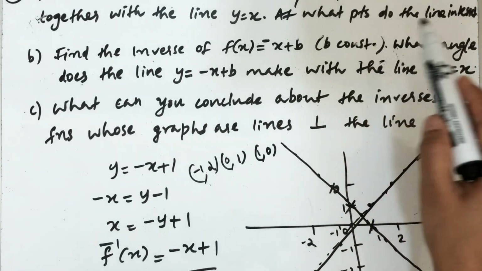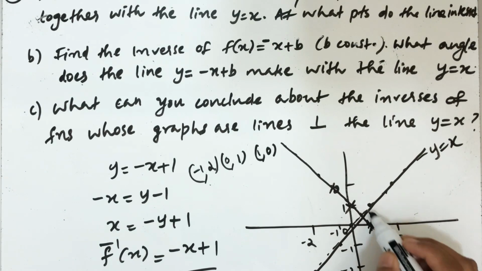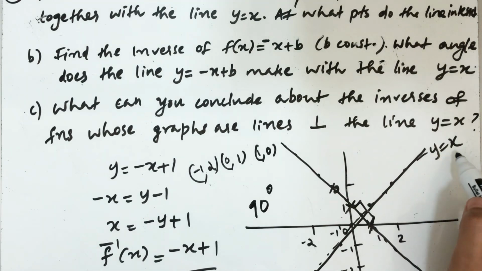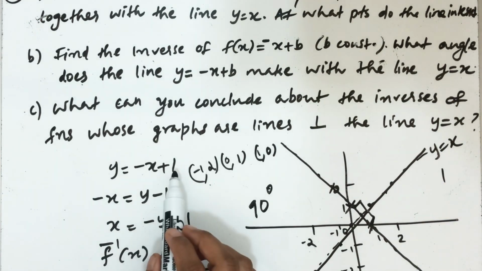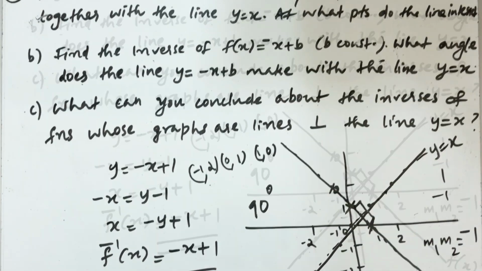Next part: at what points do the lines intersect? Here we can say the angle. They intersect at a right angle, at 90 degrees. You can easily say here the line is y = x, that is, slope is 1. And here the line is -x + 1, that is, slope is -1. So we can say m1 times m2 is equal to 1 times -1, which is -1. Then they are perpendicular. This you have studied in your earlier classes.